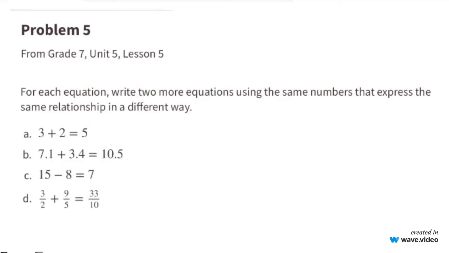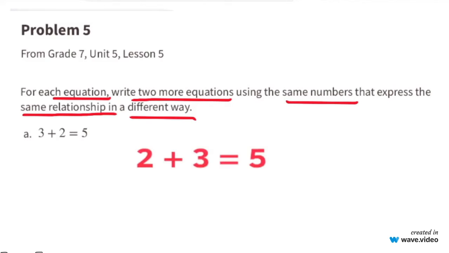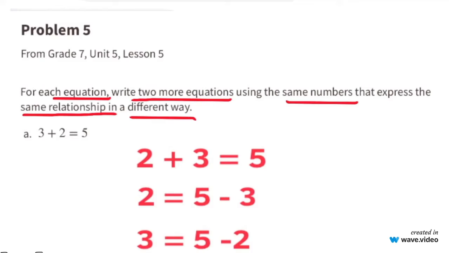Problem number 5 from 7th grade, Unit 5, Lesson 5. For each equation, write 2 more equations using the same numbers that express the same relationship in a different way. A. 3 plus 2 equals 5. Let's use the same numbers and write down 2 more equations. 2 plus 3 equals 5, and 2 equals 5 minus 3. We could do one more. Let's do 3 equals 5 minus 2.